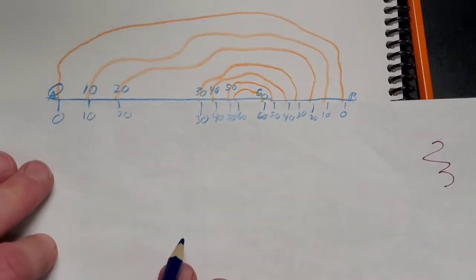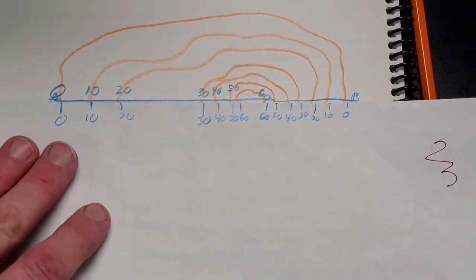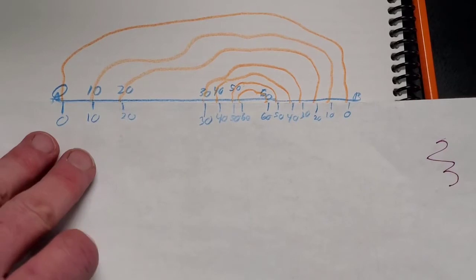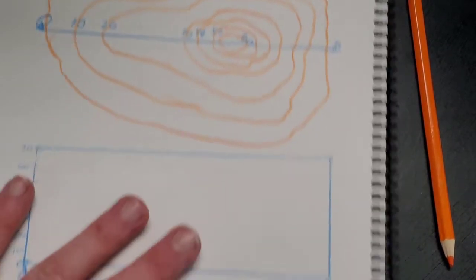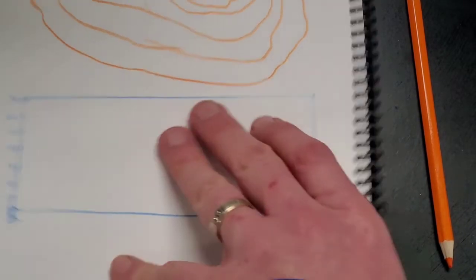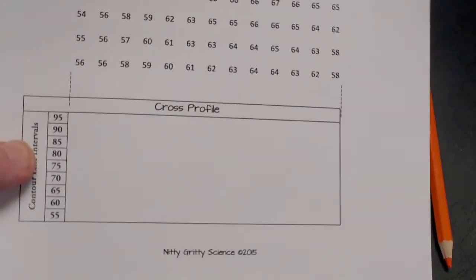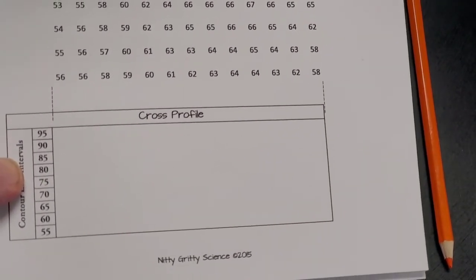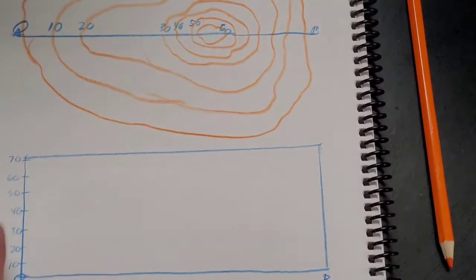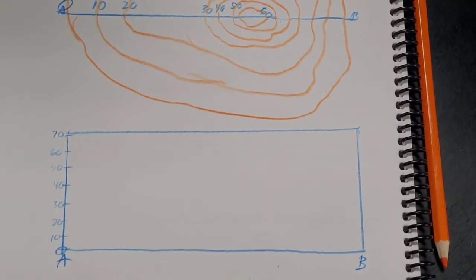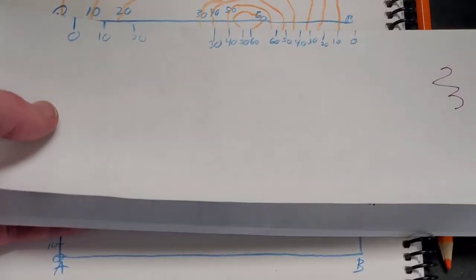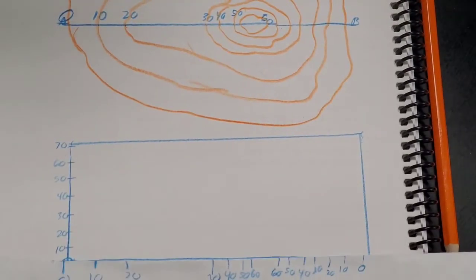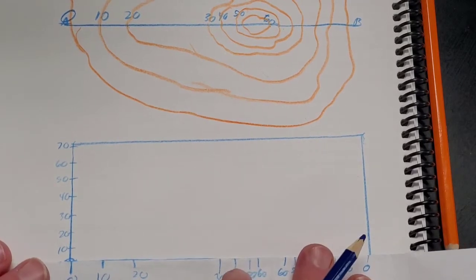So there I have that. Okay? And I'll be right back again. I'm going to do the box just like we had on the other page. Okay, so now I've created this box, kind of like you have on this page here. All right, cross profile. And this left side is the contour intervals, and that shows us our height. Now I'm going to take that paper where I did this, and I'm going to bring it back down here to the box. Now watch this. This is pretty cool.